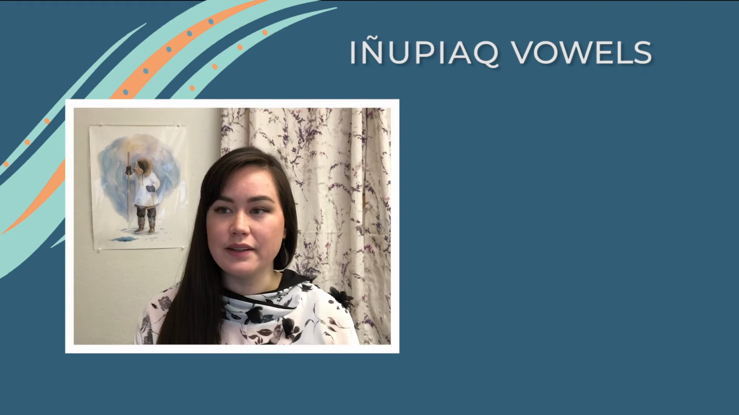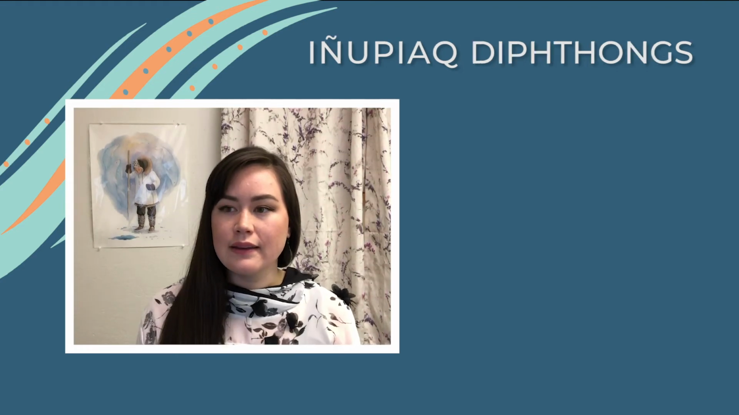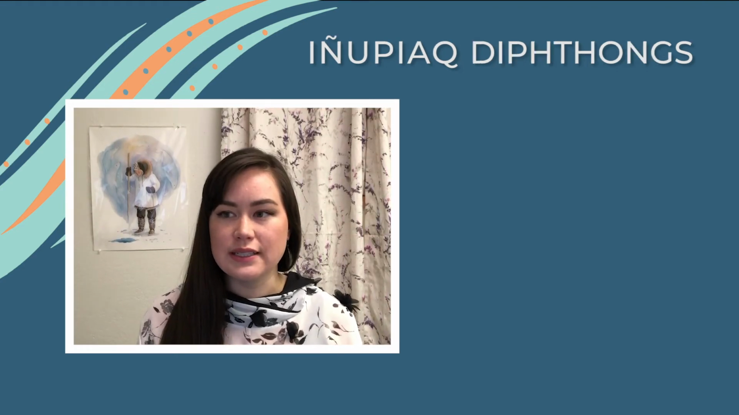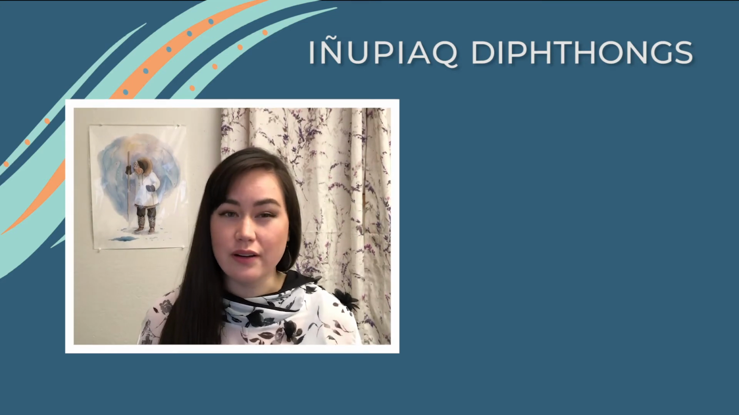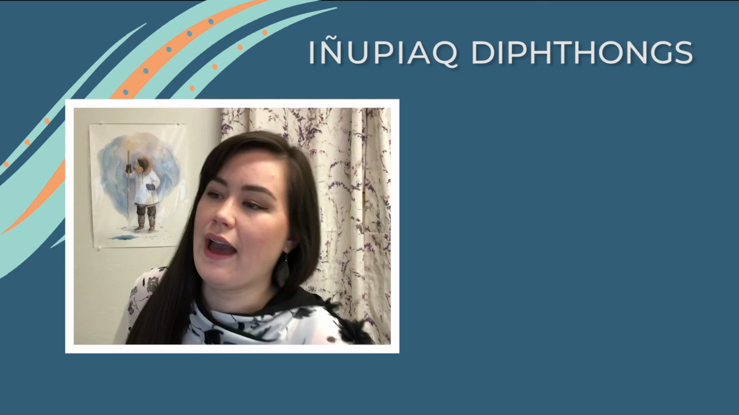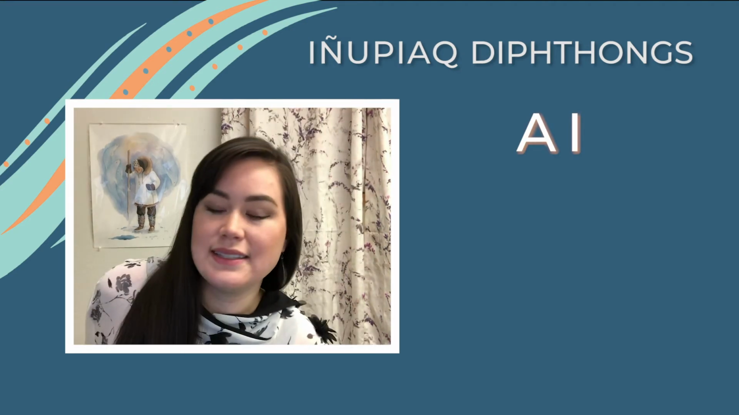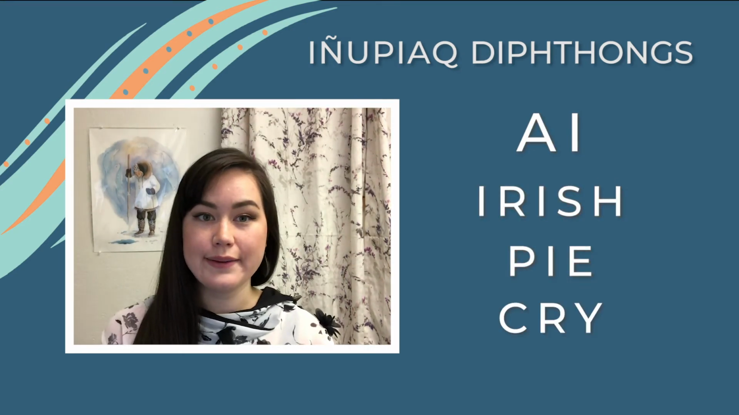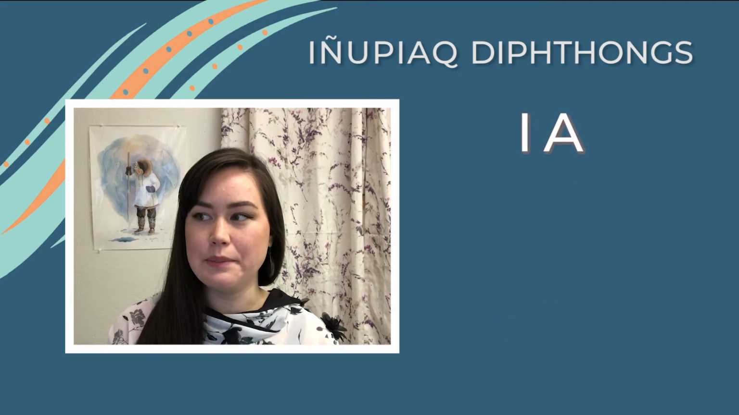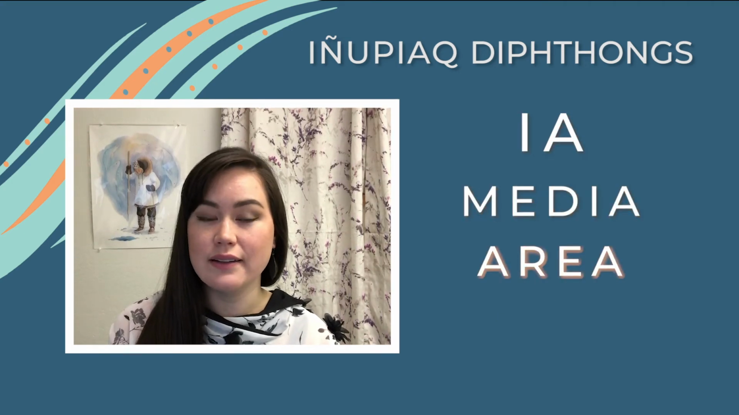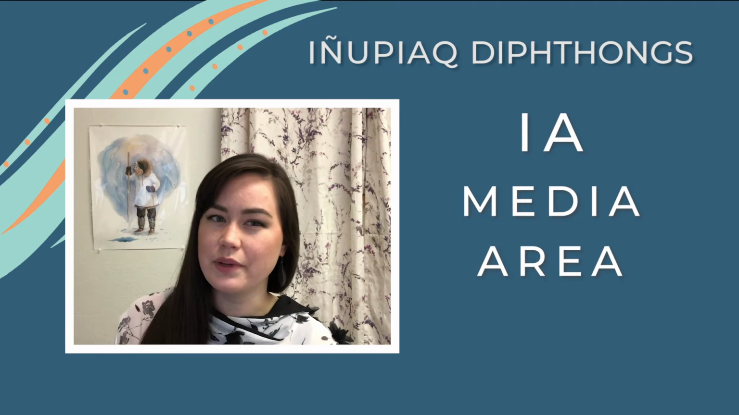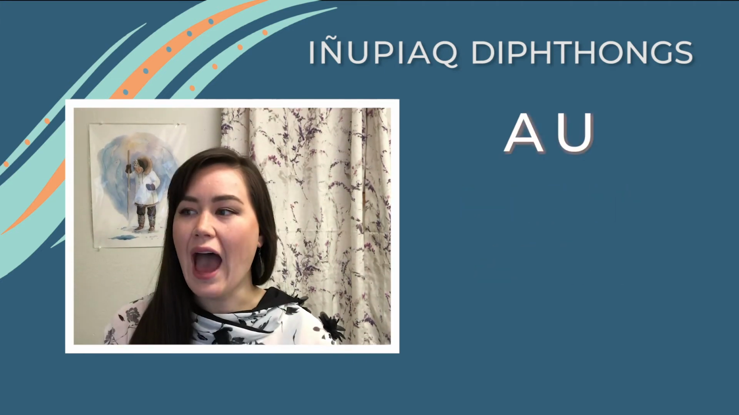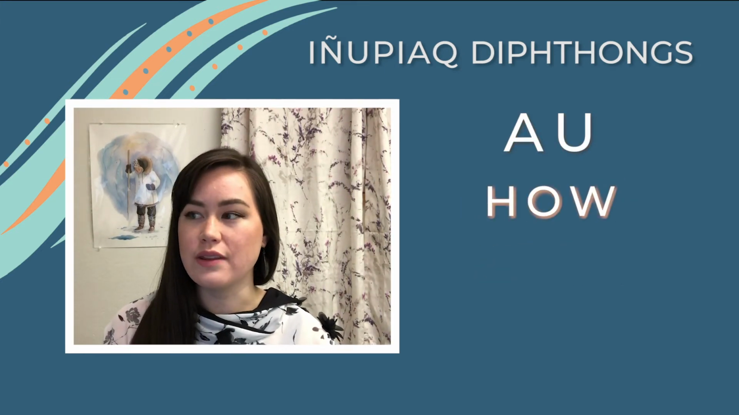Here we have the Iñupiaq diphthongs and the English words containing an equivalent or a very similar sound. We have here I, as in Irish, pie or cry, air, as in media, area. Sort of a similar sound, but kind of different. Air. Ow, as in how or thou.